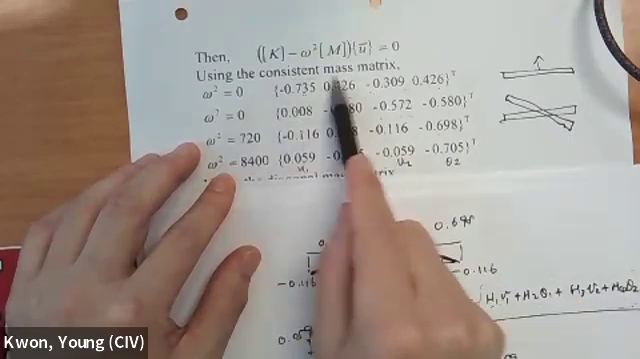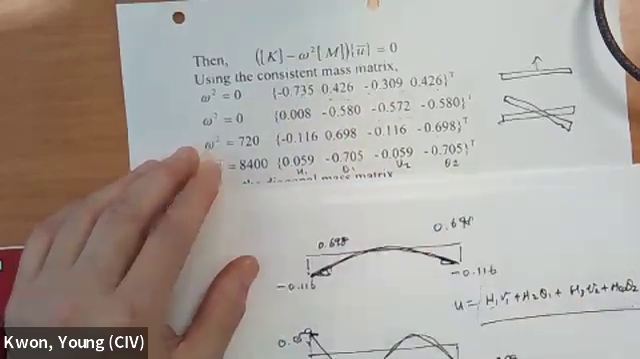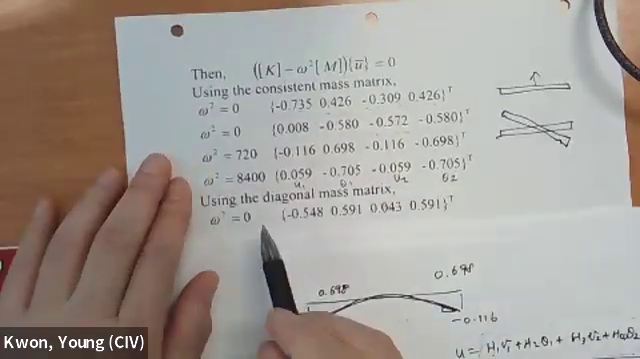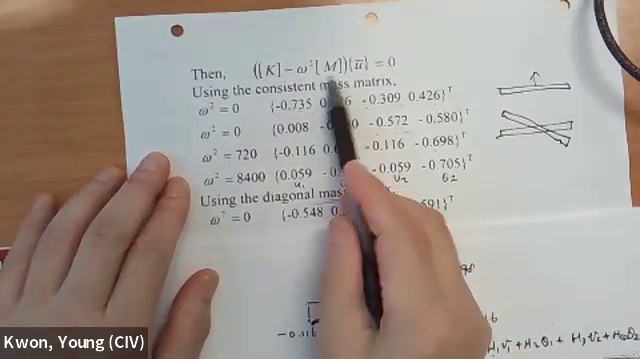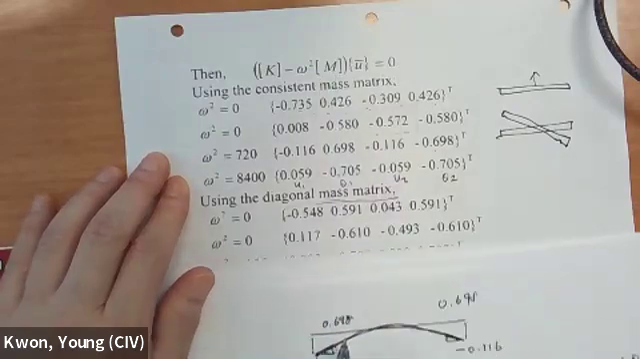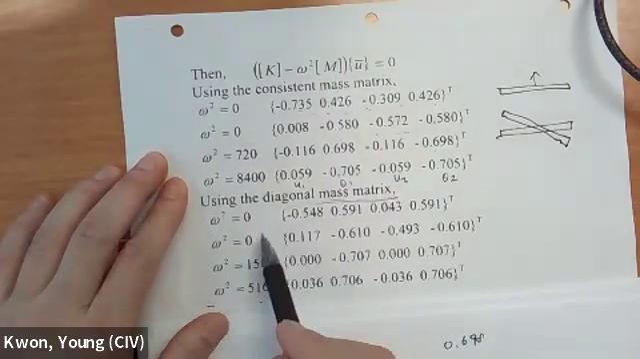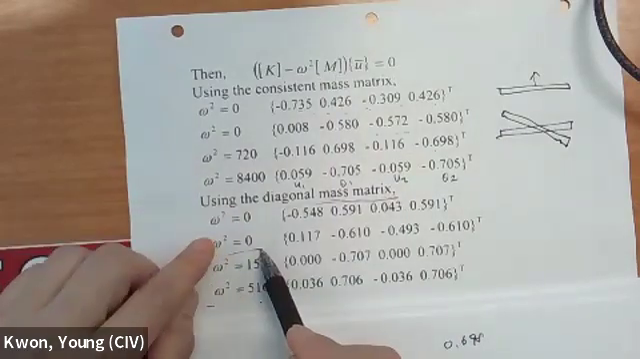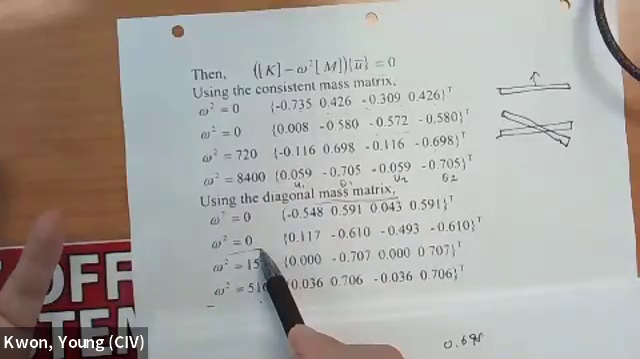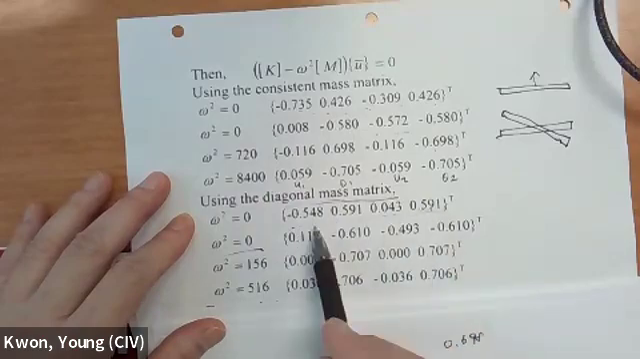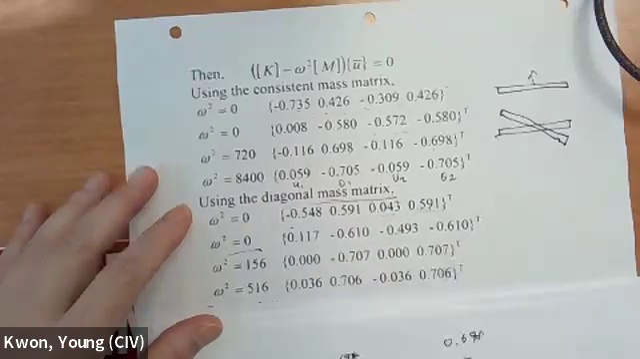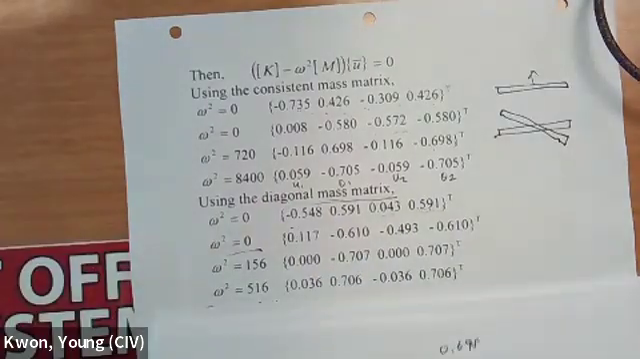This is for the consistent mass matrix. And if you do the diagonal mass matrix, it is the same thing. Then you also get two zero eigenvalues, because again, this is going to be two rigid body motions. And if you plot that one, that also shows you the rigid body motion. Let me just do one more time here.